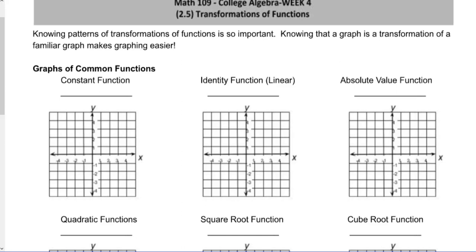All right, here we are going into section 2.5, which is going to be a very, very important section, and I apologize, it might be a little bit lengthy, but it is very important for us to realize this. There's a lot in this section on transformations of functions. So let's get started. Knowing patterns of transformation of functions is so important.